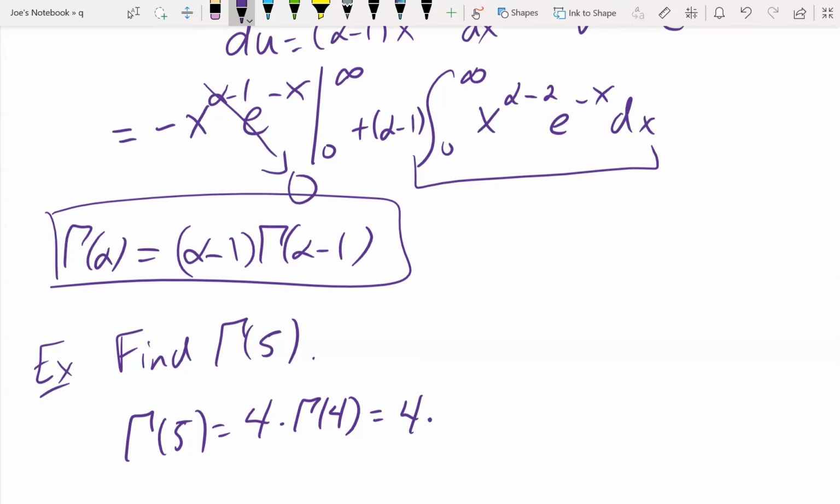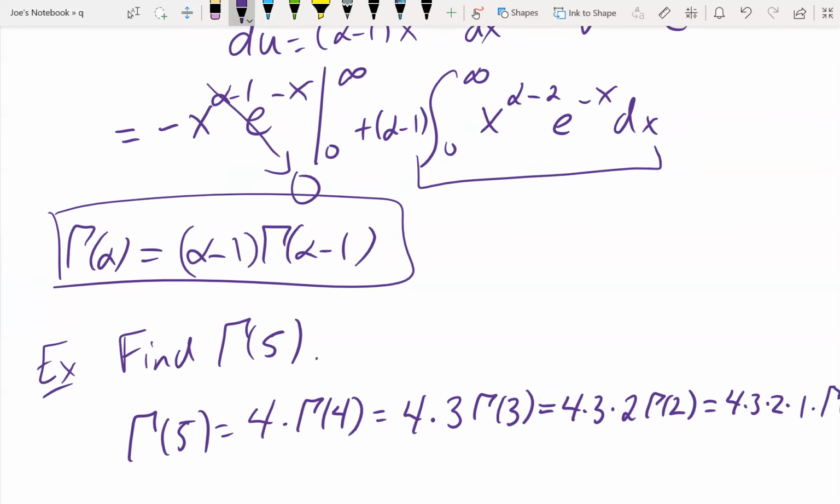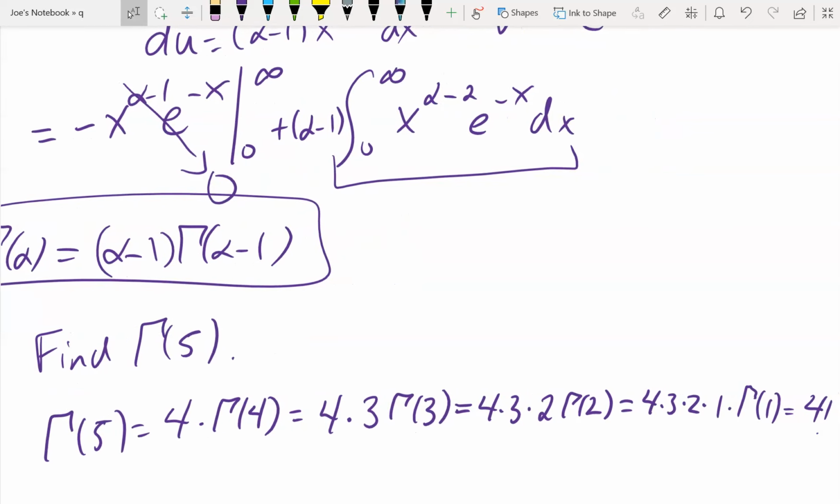3 times gamma of 3. Good. And what's gamma of 3 then? And what's gamma of 2? Good. 1 times gamma of 1, and didn't we already say what gamma of 1 is? 1, right? So this is just 4 factorial, isn't it? So gamma of 5 is 4 factorial.